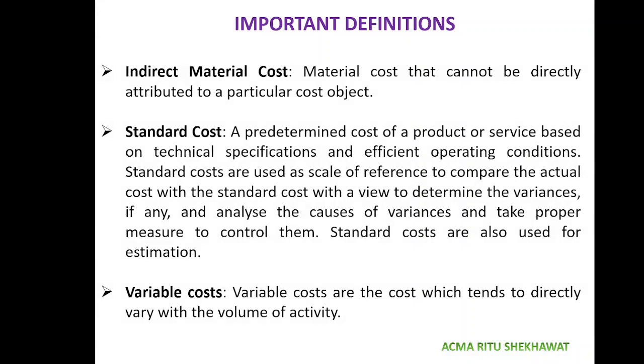Fine, then standard cost, as you know, I can read it for you. A predetermined cost of a product or service based on technical specification and efficient operation condition. These all we have done in CAS 1. And standard costs are used as a scale of reference to compare the actual cost with the standard cost, with a view to determine the variance, if any, analyze the cause of variance and take proper measures to control them. Standard costs are also used for estimation. I hope you got this point that standard costs are always used for estimation of the cost of the product, as we have already studied in earlier standards.